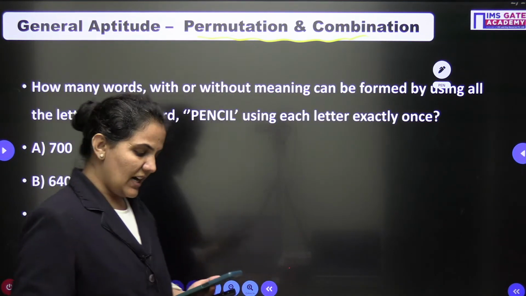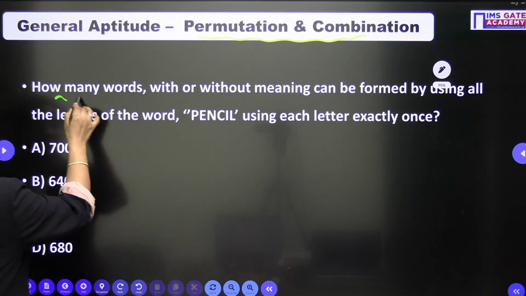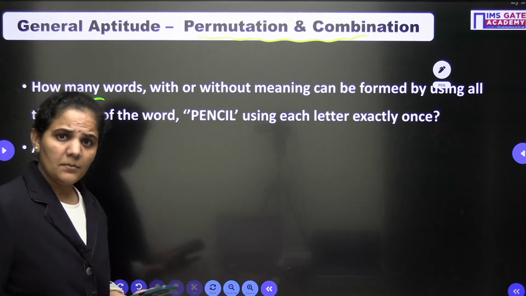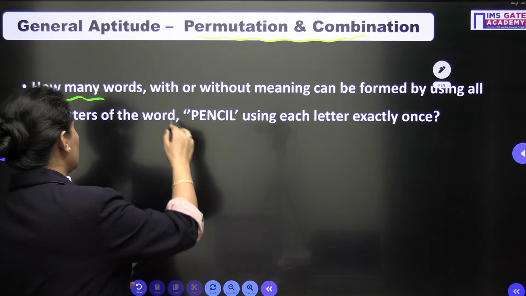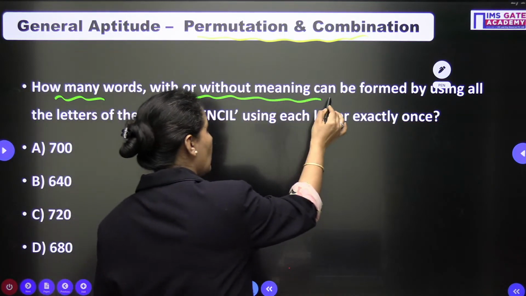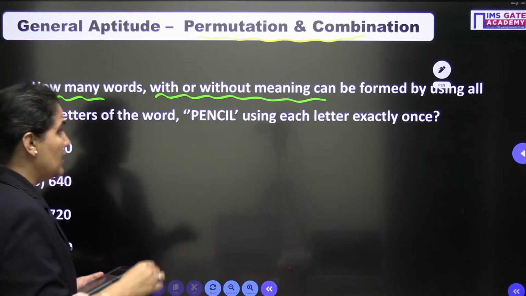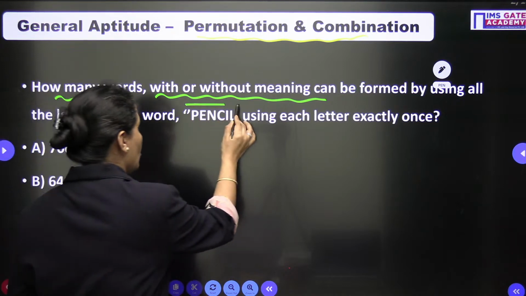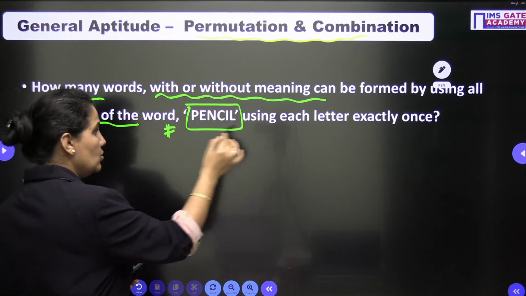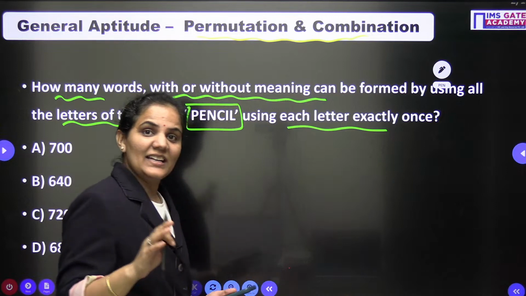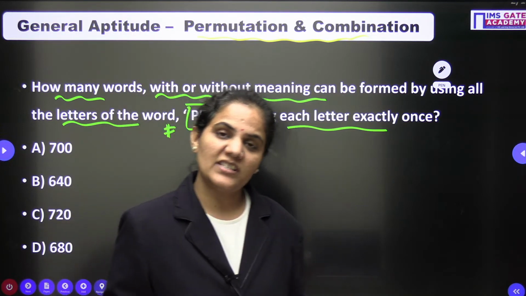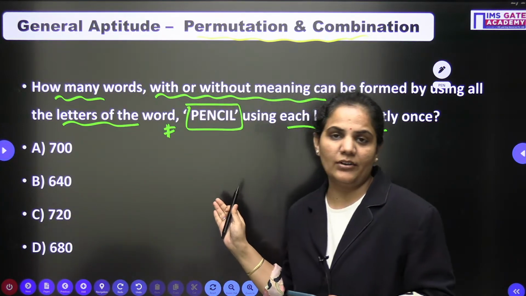Alright. So let's start with the very first question. This is a basic question from the PNC, permutation and combination. How many words with or without meaning can be formed by using all the letters of the word pencil, using each letter exactly once? So the process is same. First of all, the question is here in front of you.